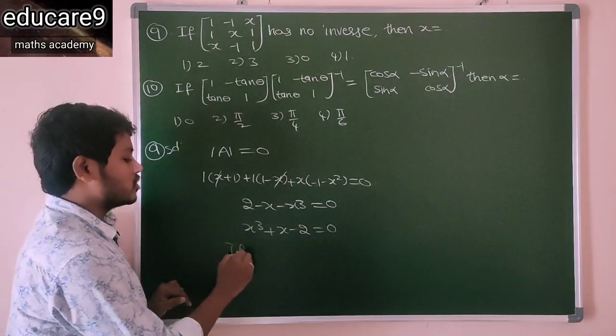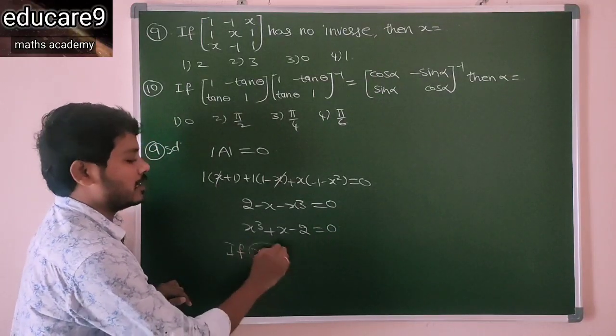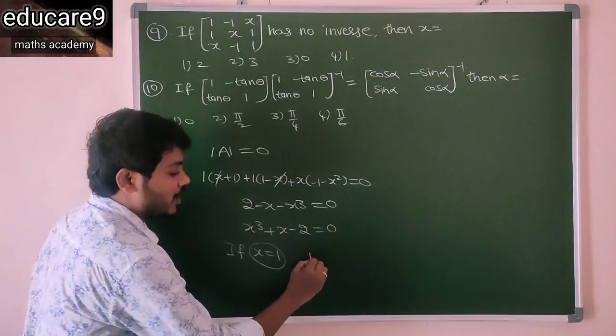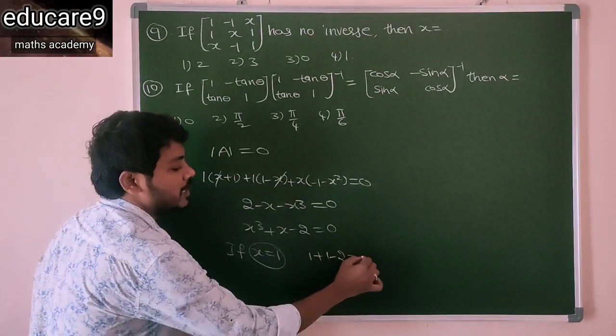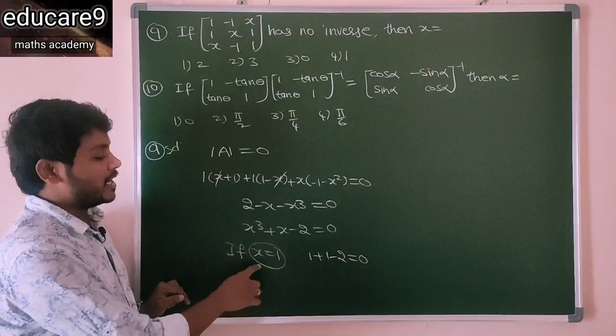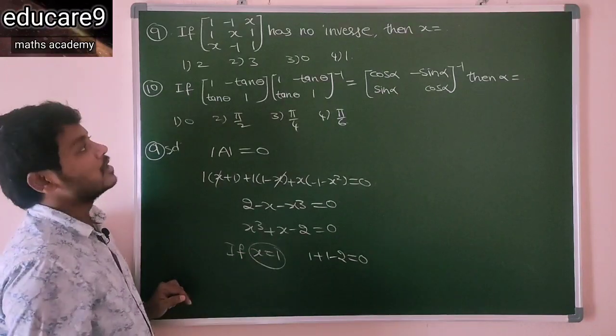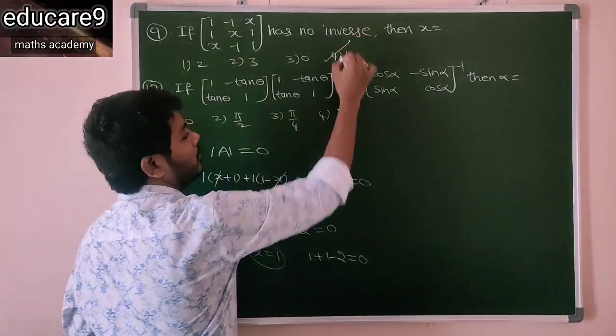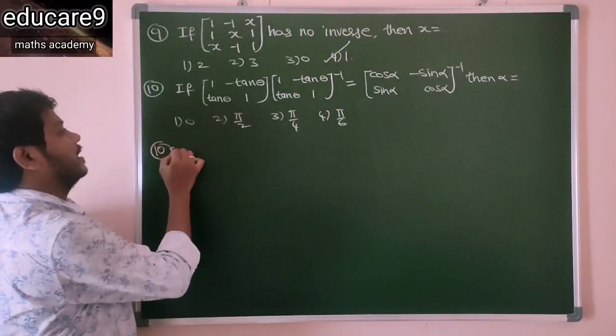Clearly if x is equal to 1, so what do you get? 1 plus 1 minus 2, this becomes 0. So here 1 is a root of this equation. So option 4. So next, question number 10.